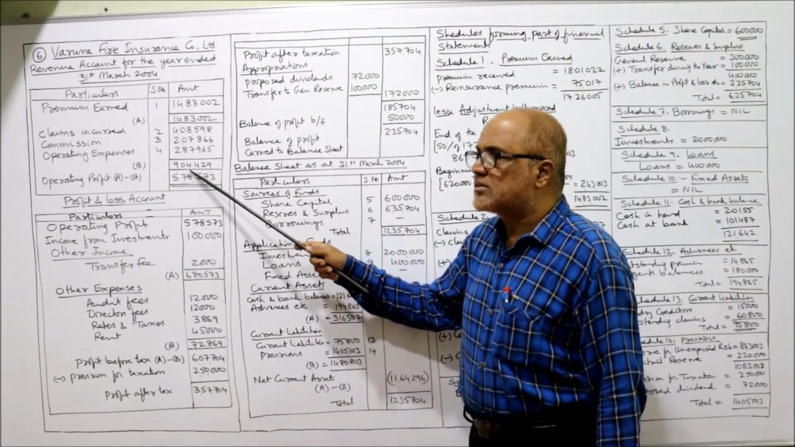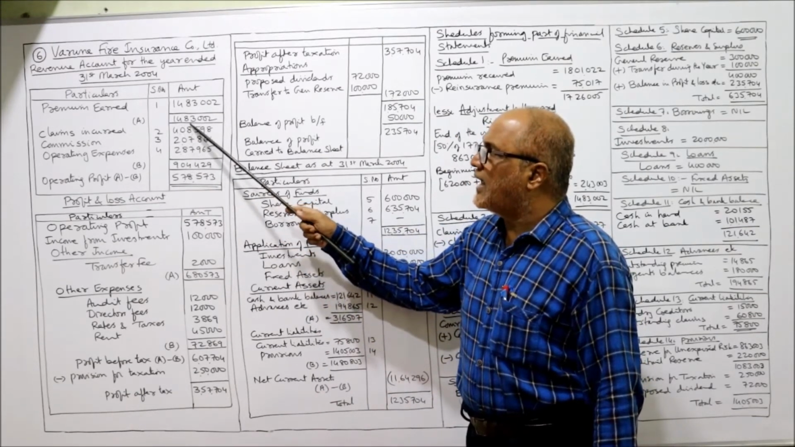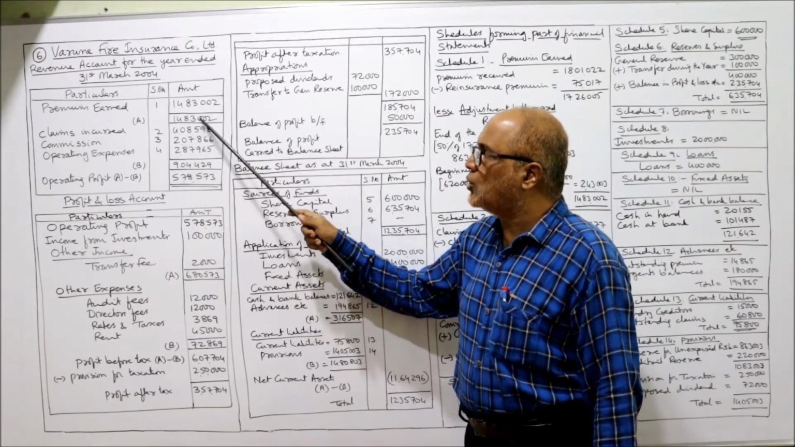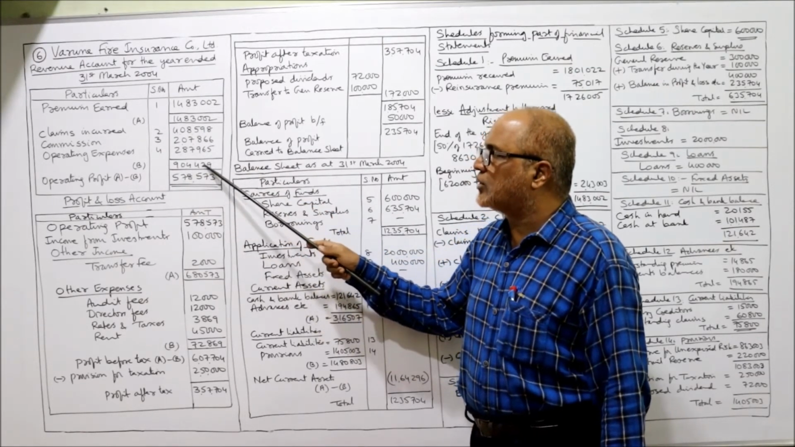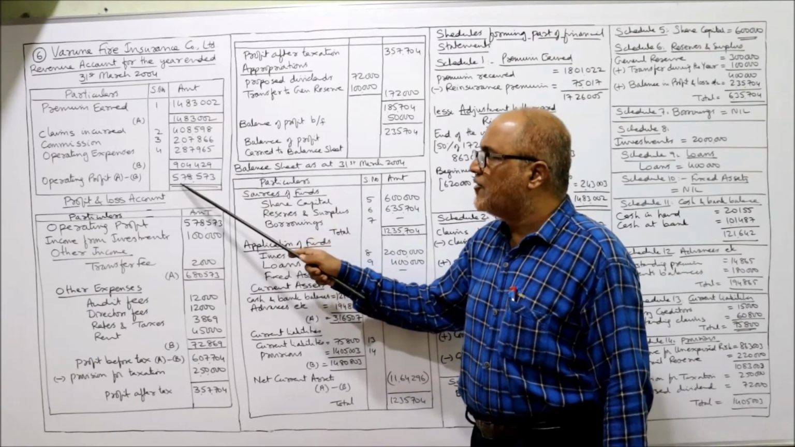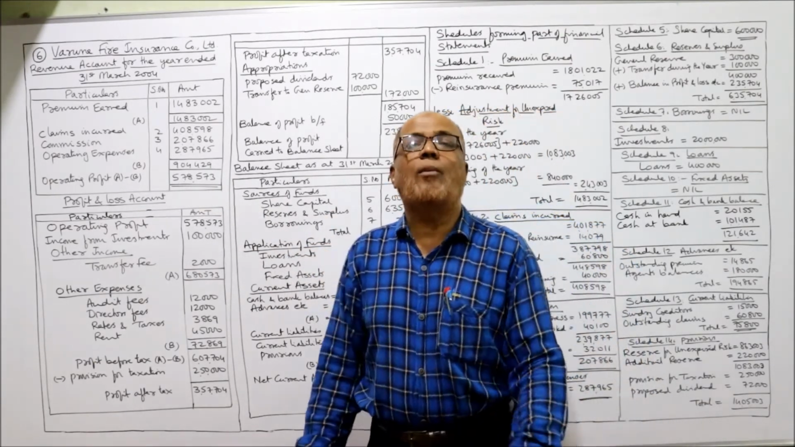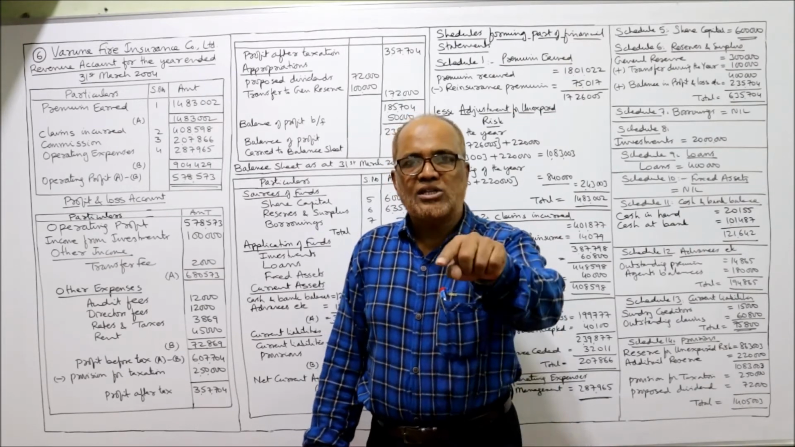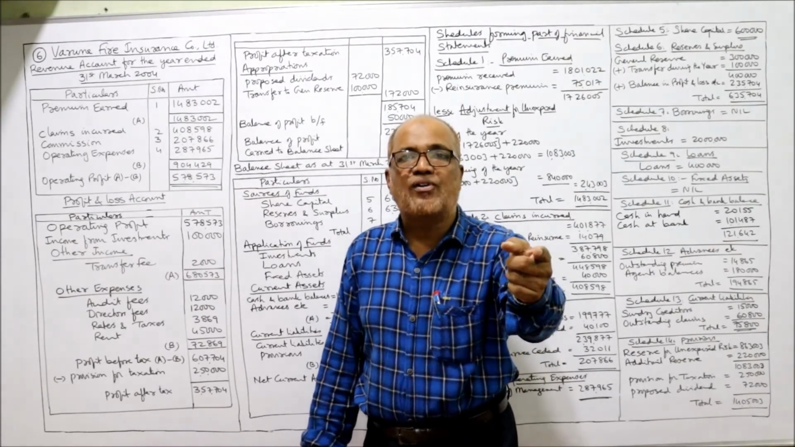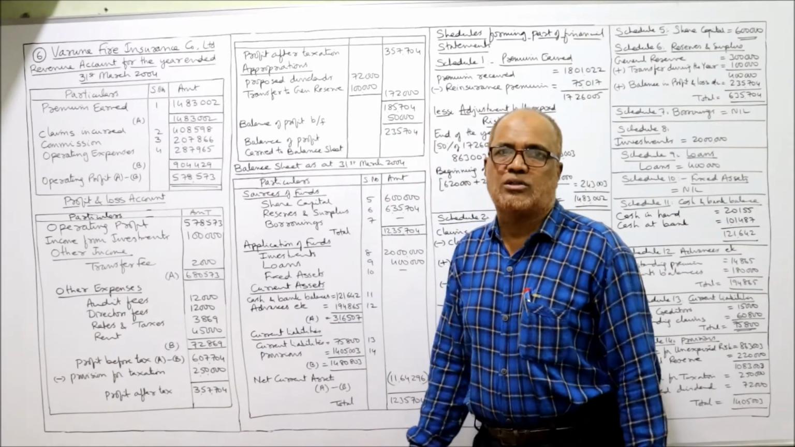Take the total of this B. So A total 14,83,002 and B total is 9,04,422. A minus B, 5,78,573. This is called operating profit. Now this operating profit will be transferred to profit and loss account.